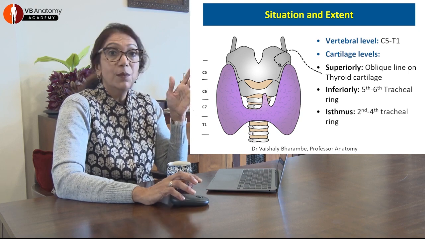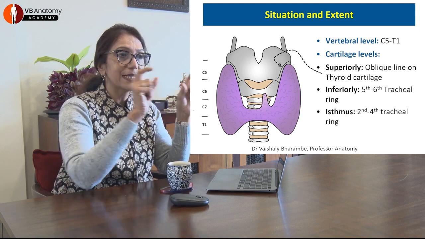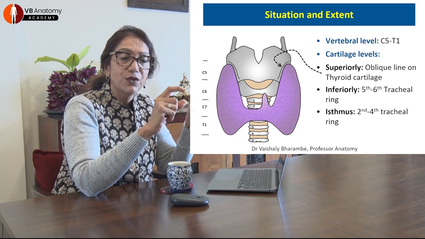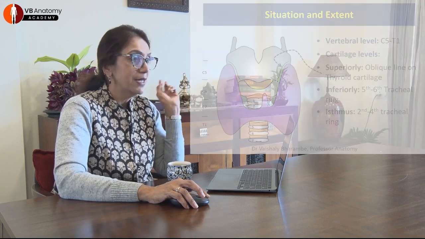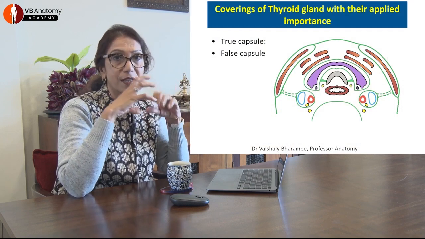Now this is important, students. Why is it important? Because now you know exactly where it is. Because of the reference of cartilages, you know exactly where your gland is, and that is what is important. So note this. Let's move forward. We're going to study the thyroid gland from outside inwards. So first let's talk about its coverings.